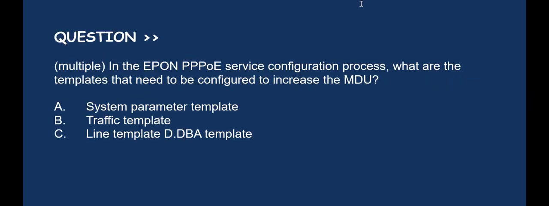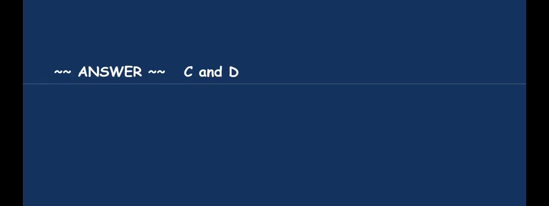Next one, in the PON triple play, in the EPON and triple play e-service configuration process, what are the templates that need to be configured to add the MDU? Option A, system parameter template. Option B, traffic template. Option C, line template. Option D, DBA template. The correct answers are option C and D.